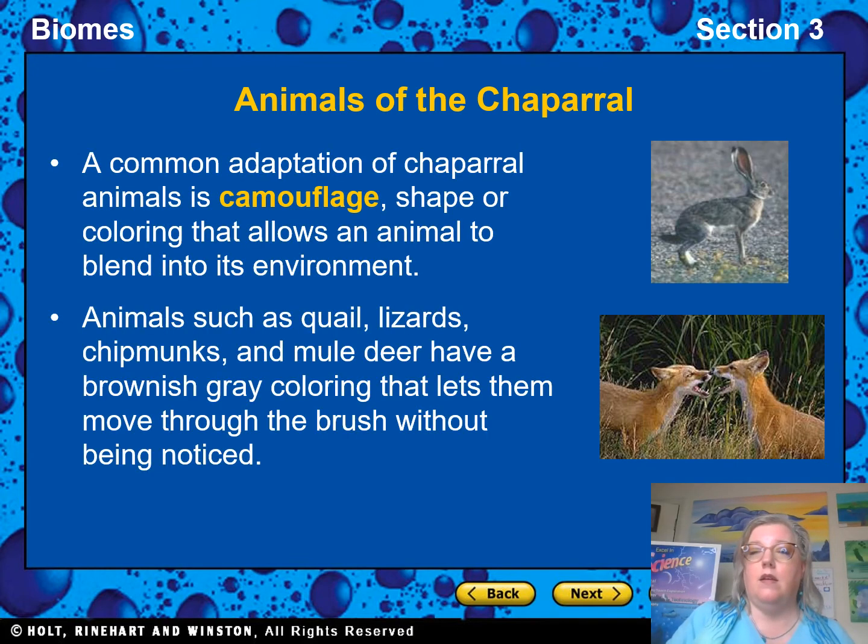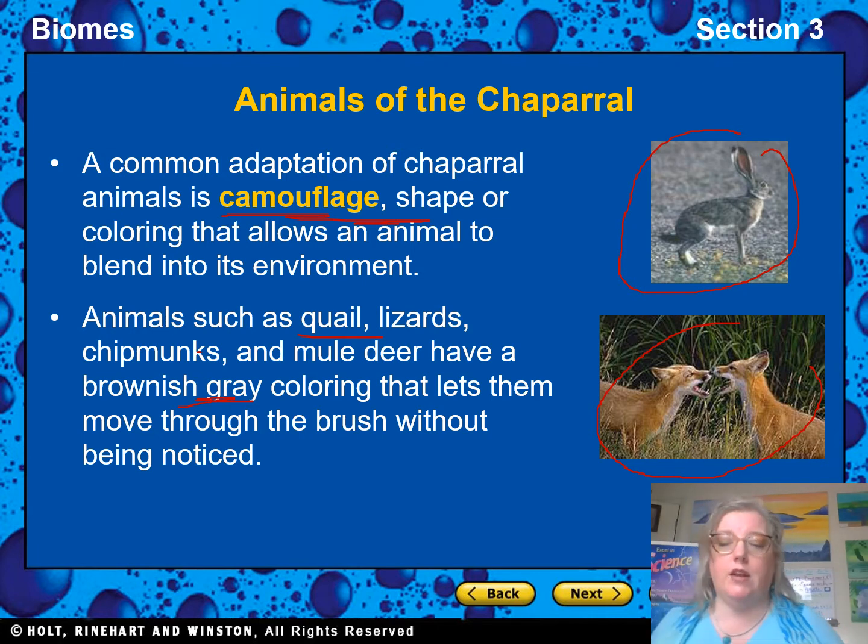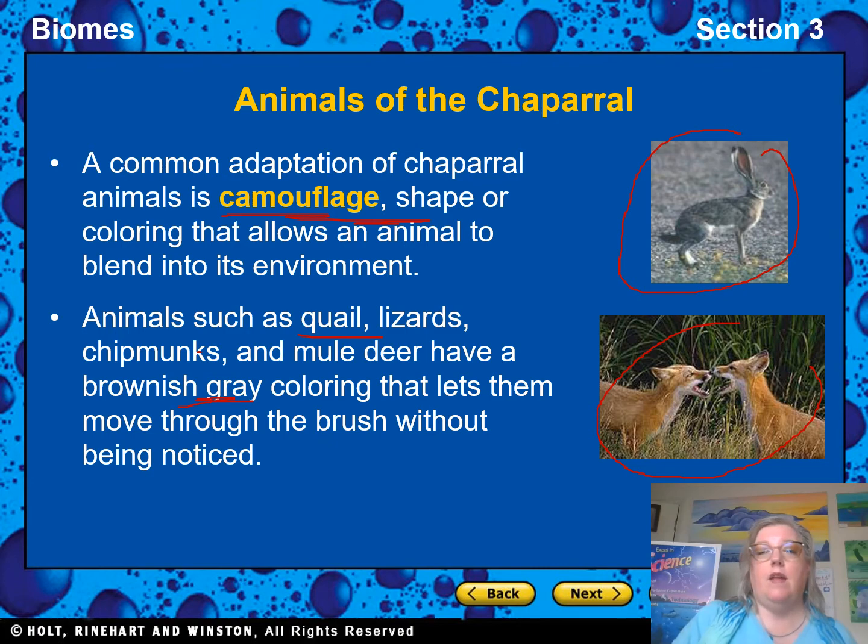All right, so the animals that live on the chaparral, let me make sure I don't go too many slides. There we go. Okay, you got jackrabbits and coyotes. The common adaptation is camouflage, shape and coloring that allows them to blend in the environment, like quail and lizards and chipmunks and mule deer. They all have a brownish gray coloring that lets them move through the brush without being noticed. Competition would be very, very strict here also. So camouflage is one of the main things that the animals are going to have.